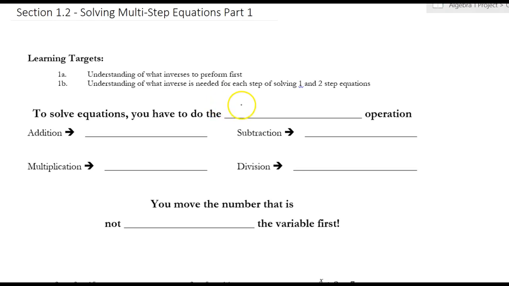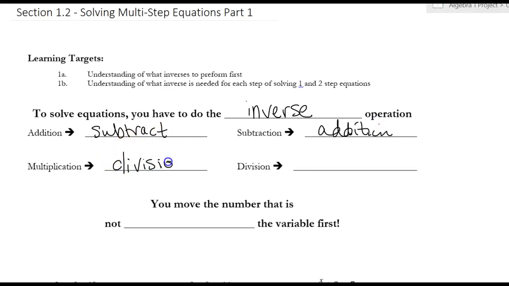Okay, so to solve equations, remember you have to do the inverse operation. And the inverse for addition is subtraction. And then for subtraction, it's addition. Remember, those are the opposite operations. For multiplication, that's paired with division. Division is paired with multiplication.